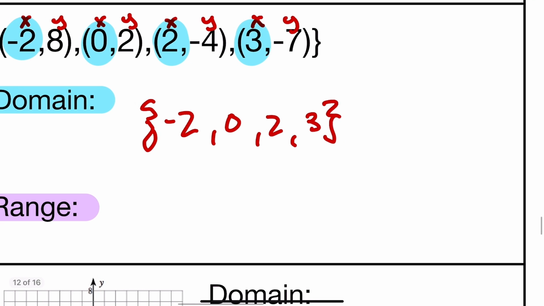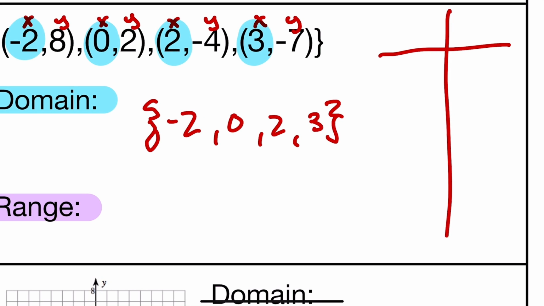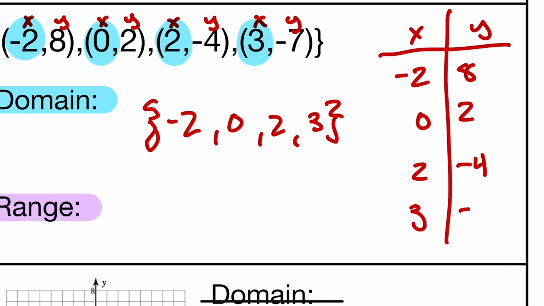The other way you could see this is by putting it in a table. Whichever way makes it easier for you to see what's going on is fine. Whatever works for you, and that's totally good. Because it's going to be the same thing no matter what. This is still going to be your domain.